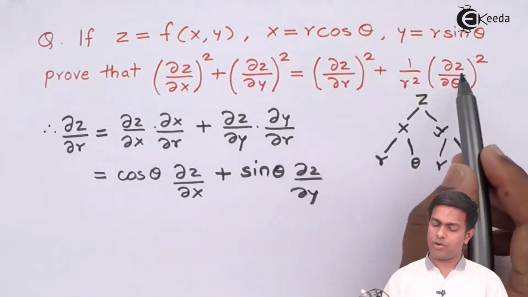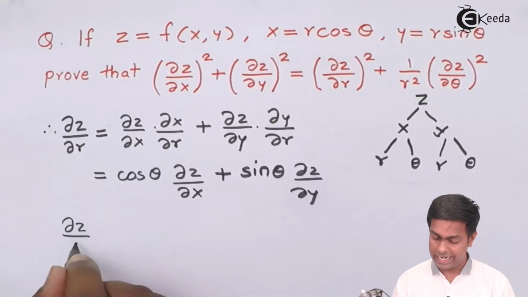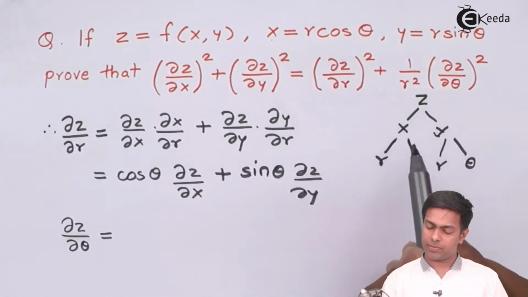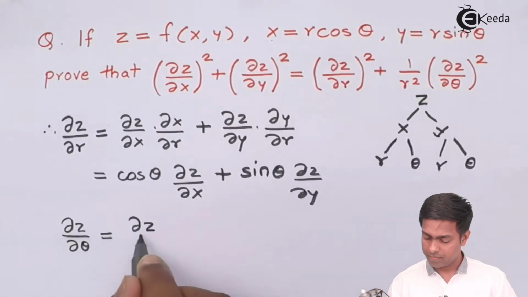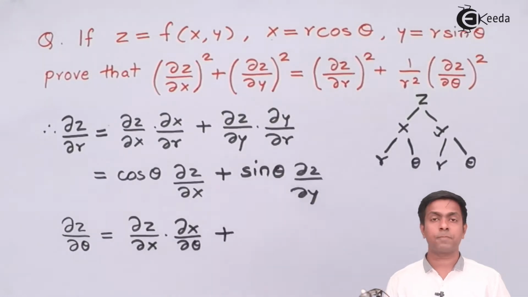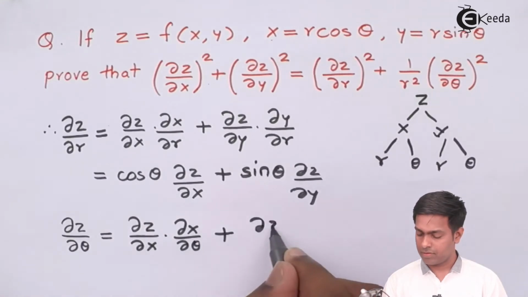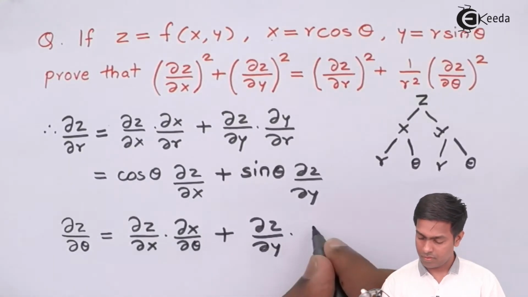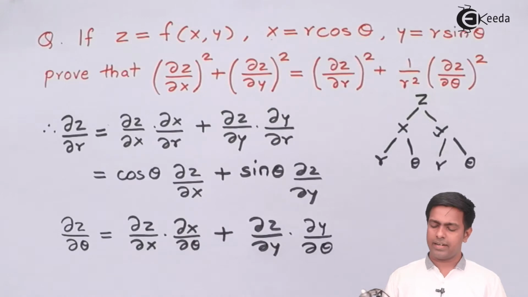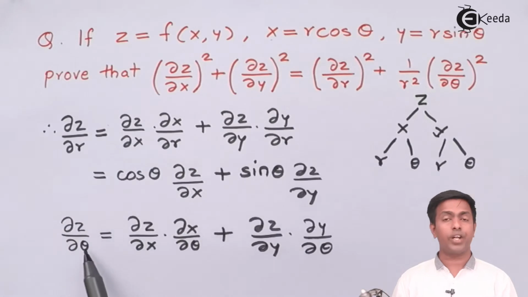Now let's find out the value of del z by del theta. So del z by del theta is del z by del x into del x by del theta plus, the second path, del z by del y into del y by del theta. So guys, you can observe one thing, that whenever I want to find out partial differentiation, I am traveling from the dependent variable to the independent variable.